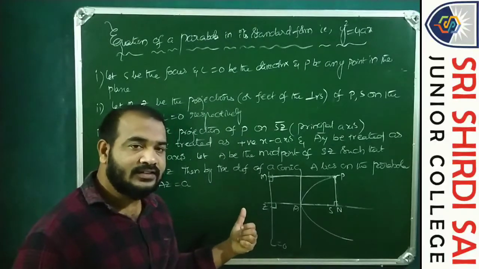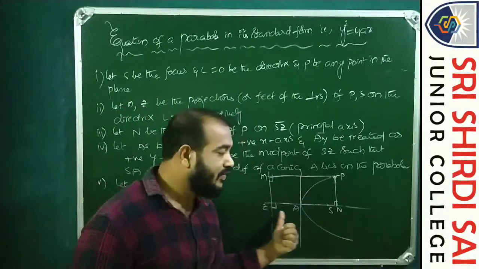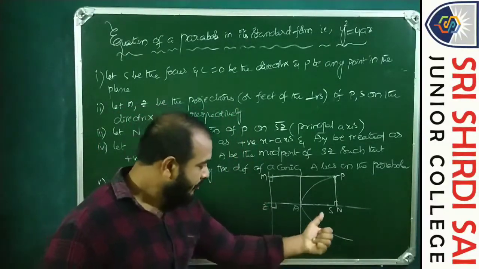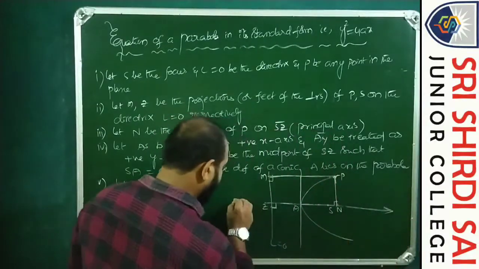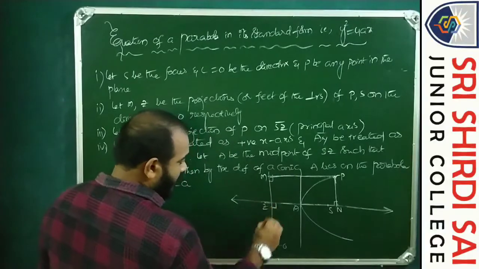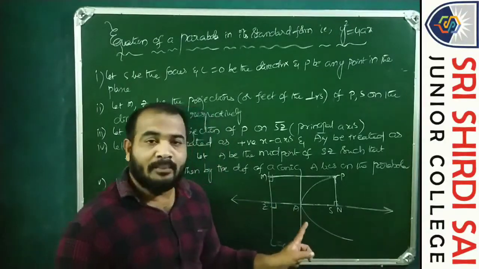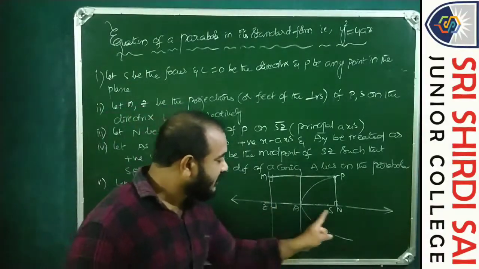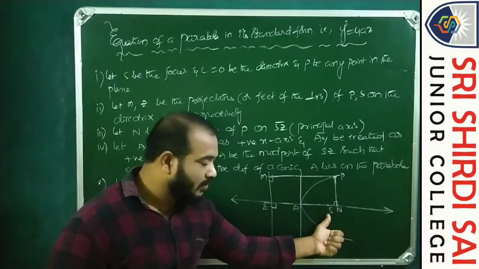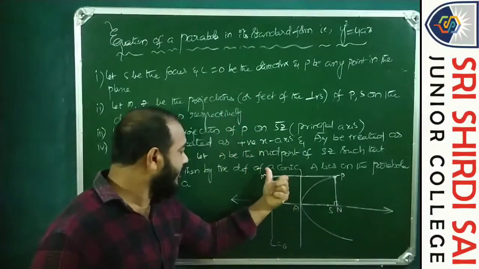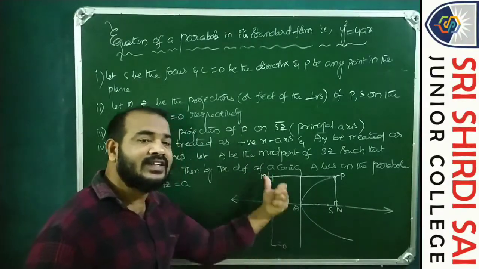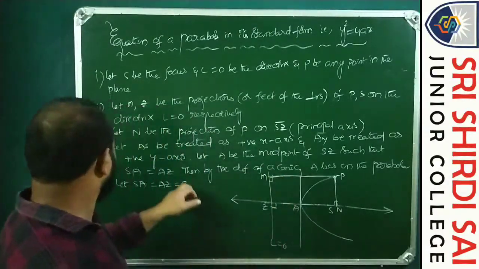What is the principal axis? The principal axis is that straight line which is passing through the fixed point. I'm talking about this, so AS is called the principal axis. Why? Because this is a straight line passing through the fixed point, the focus, and this straight line is perpendicular to the fixed line, the directrix.